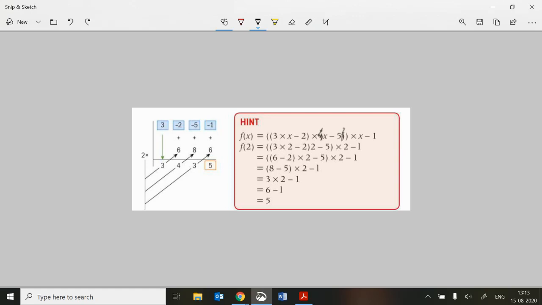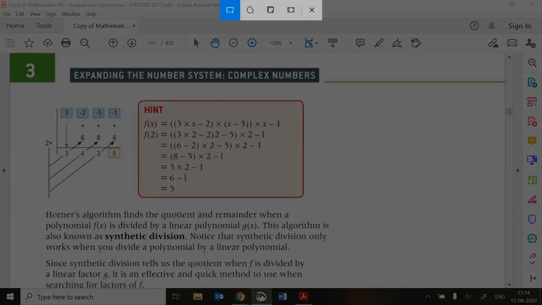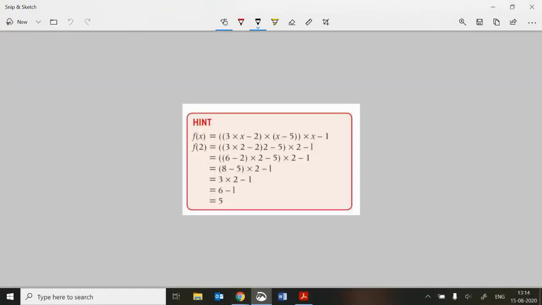So let's just set this one up. And in fact, let me copy across. Let me just copy off the hint, and then I'll make this in real time, and then you can see how it's done. So our polynomial, if you remember, was f of x is equal to 3x cubed minus 2x squared minus 5x minus 1. That's what we're starting with. Now for us, we're going to write down the 3, the minus 2, the minus 5, and the minus 1 at the tops of our columns.